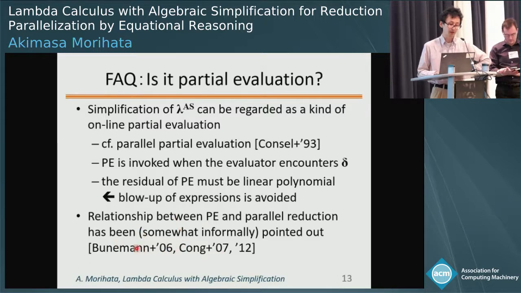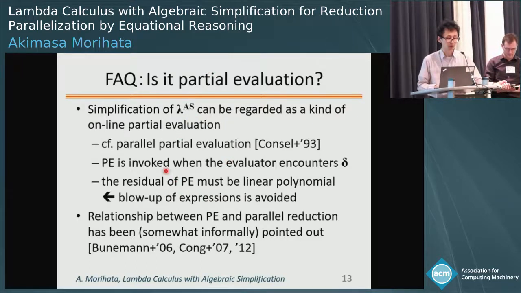What I can say is that some relationship between partial evaluation and parallel reduction has already been pointed out, especially by database people, to provide distributed evaluation of queries. In that sense, this paper can be seen as a generalization of these results to general purpose programming languages. But currently, I'm not really clear about the connection between partial evaluation and this calculus, so I would like to study more about that direction.